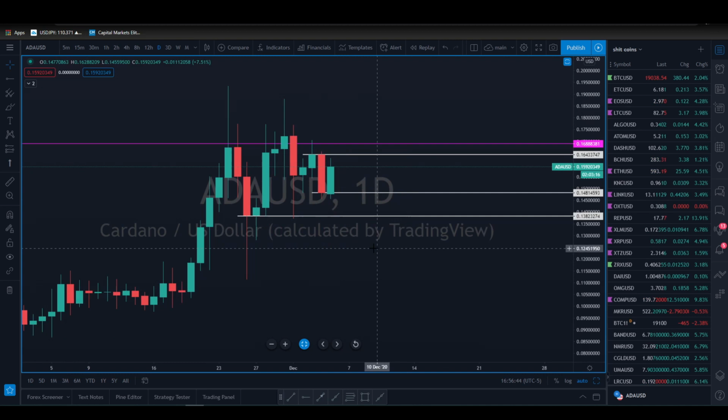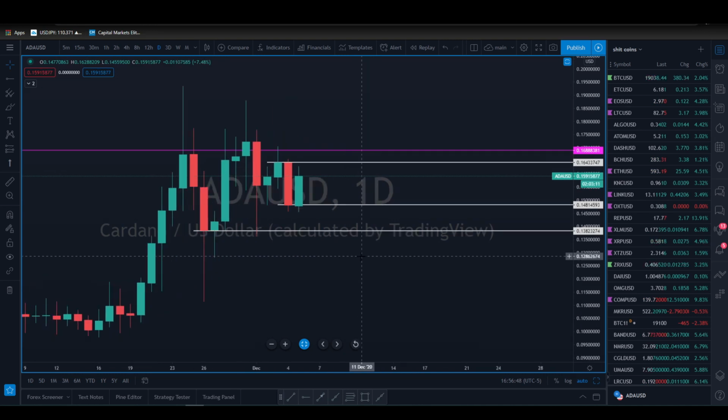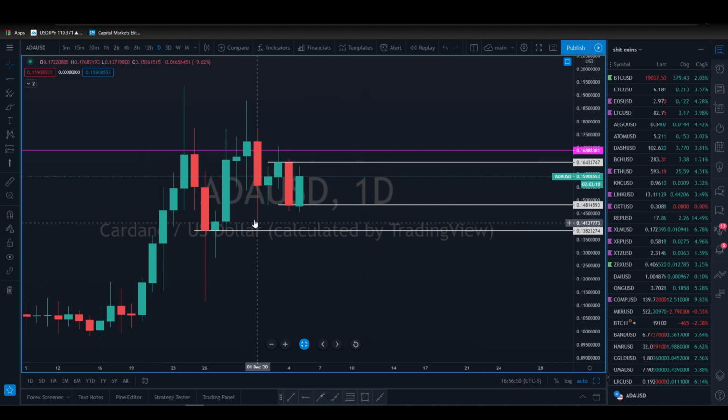ADAUSD. Alan wanted me to throw this on the chart to see where he's wrong. He's never wrong, and his TA is on point. He's just being too brutal on himself. But these are the areas that I'm looking at. So so far we're making lower lows and lower highs.